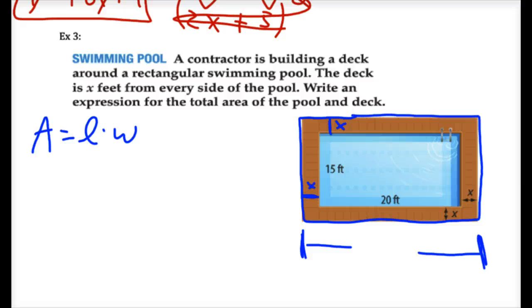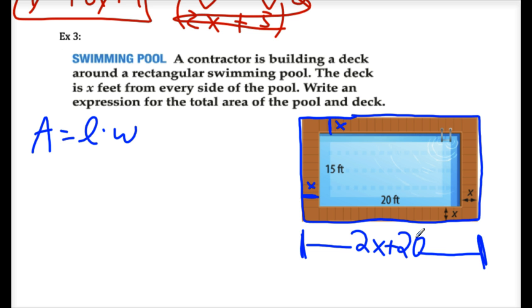Guys, how far is it from left to right? You're close, but you didn't look at your numbers very carefully. Explain how you knew it was 20 plus 2x. Because there's two sides on the deck that are each x. They're both on the sides, and then you have the 20 in the middle.